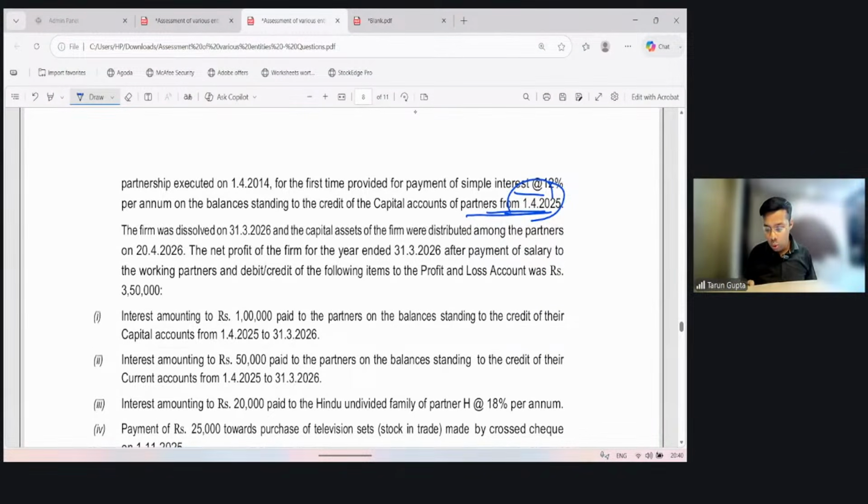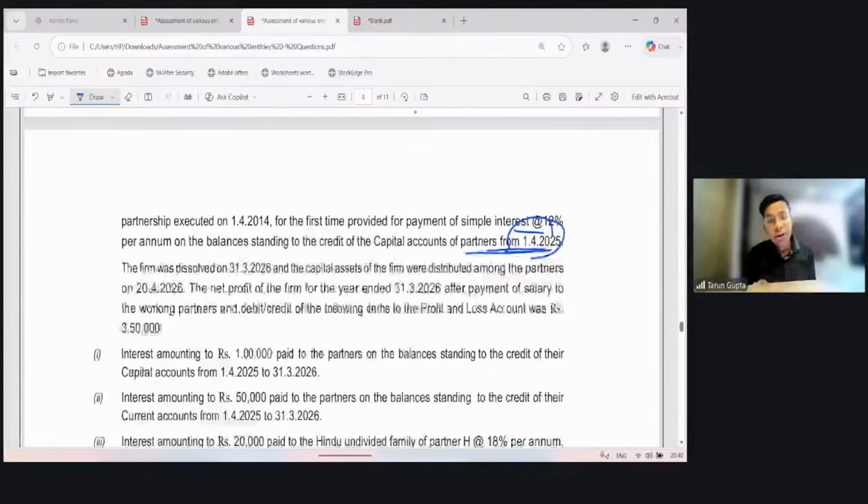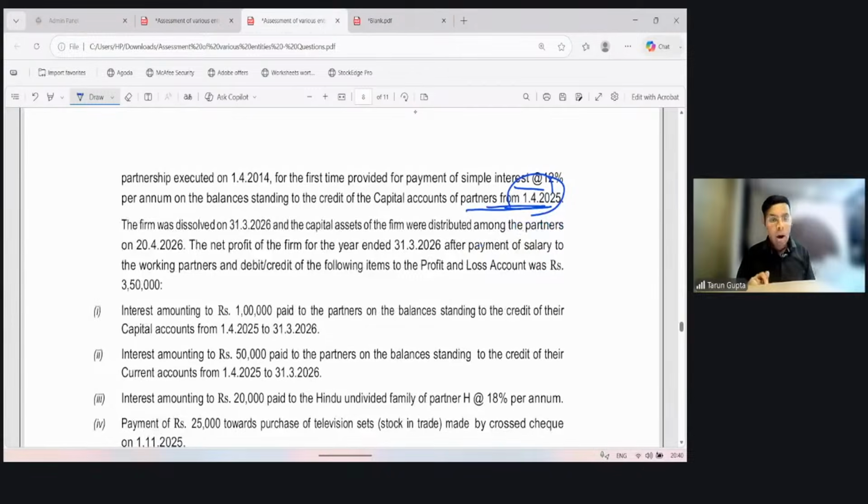As you asked, Umang, whatever the interest from 1st April to 1st October shall not be allowed to the firm, and such interest, though received by partner, shall not be taxable in the hands of partner. The firm was dissolved on 31st March 2026. And the capital asset of the firm was distributed among the partners on 20th April 2026.